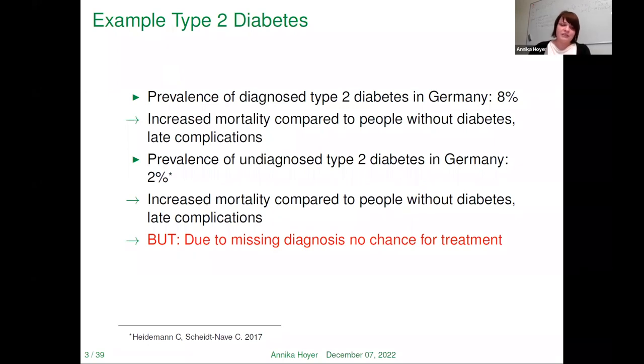And this is important, the people with undiagnosed type 2 diabetes have no chance for treatment due to the missing diagnosis. So it's a bit unfair compared to people with diagnosed type 2 diabetes because of the missing treatment. And at this place, diagnostic tests play an important role.